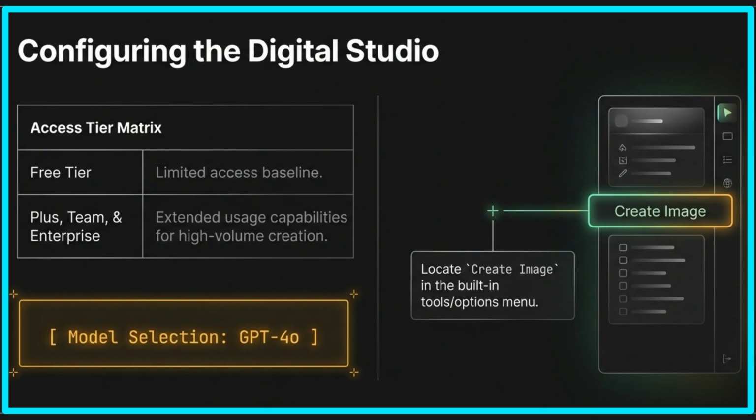Access to image generation depends on your tier. Plus, Team and Enterprise tiers offer extended usage. Ensure your model selection is set to GPT 4o and locate Create Image in the menu.